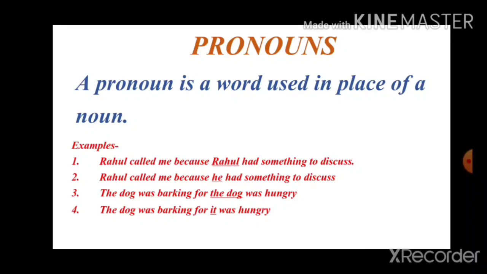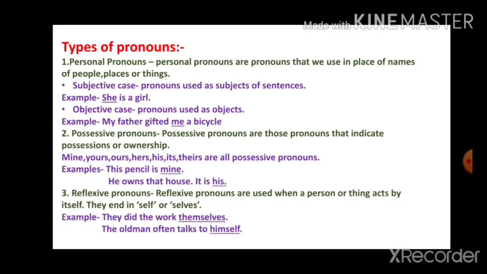Now let's see the types of pronoun. The first type of pronoun is personal pronoun. Personal pronouns are pronouns that we use in place of names of people, places or things. Now here you see in a sentence there is always a subject. Subject you already know, about whom or what we talk in a sentence. That is a subject.